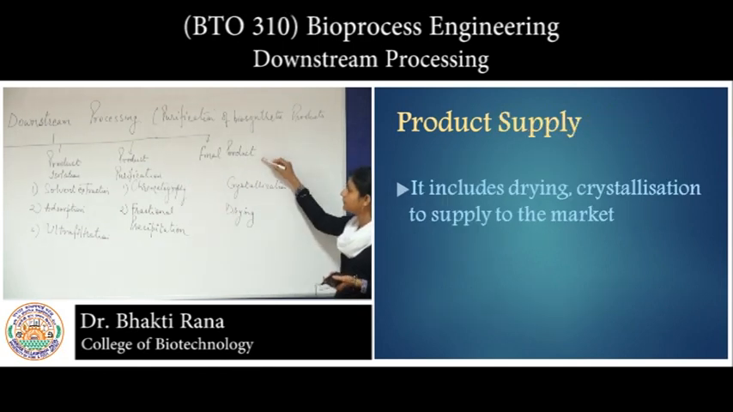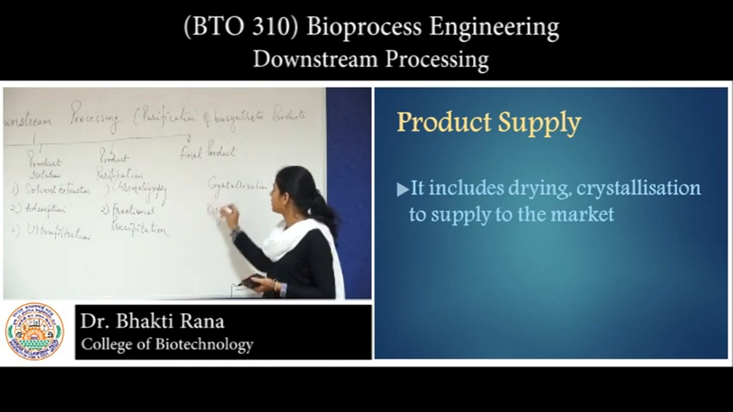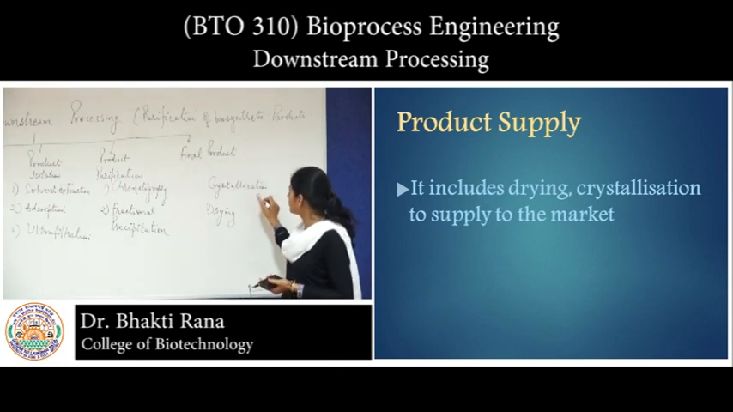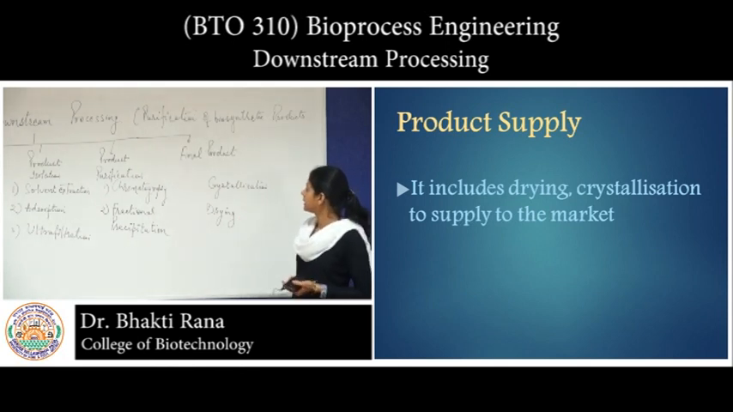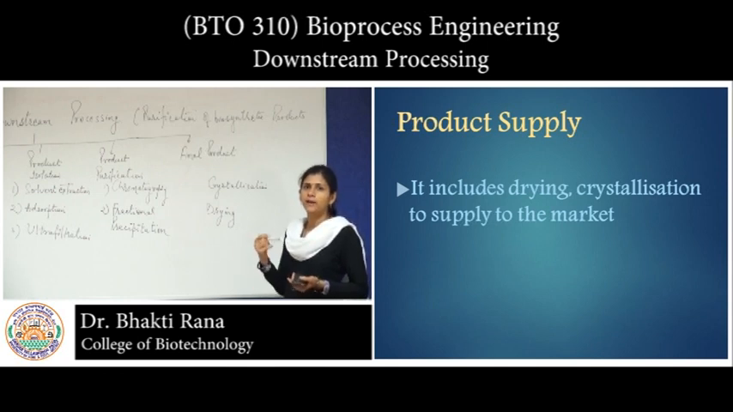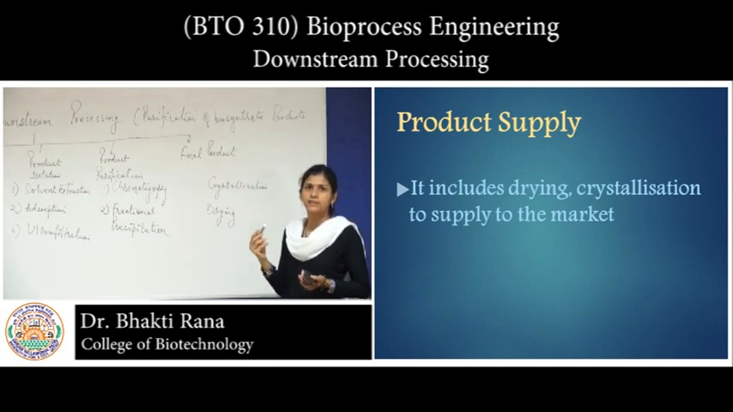Then lastly we come to the final product, that is, we have to supply it to the market. For supplying it to the market, you have to do crystallization or drying. You apply this method because you have to supply it in pure form, and whether you need it in liquid form or powder form, whatever form you need. As you know, with antibiotics, in some cases you get it in powder form, in some cases in capsules, and in some cases in tablets. So we have to make the product as we need it.